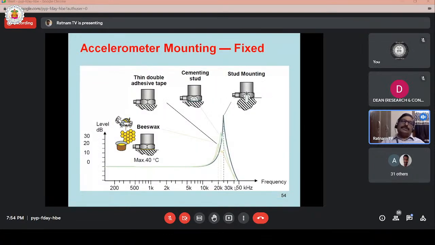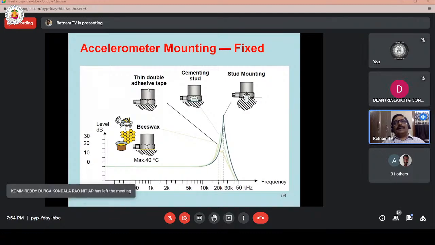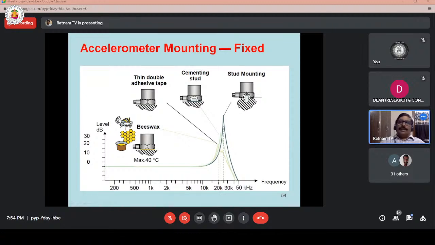For mounting accelerometers, different mounting methods are used. Typically, wax is used for temporary mounting. Thin double adhesive tape is used for mounting on machinery. Cemented studs, stud mounting, are used. Even magnetic mounts are also used on magnetic surfaces. The response of each mounting method has its own frequency response, so it differs. Among them, stud mounting is rigidly fixed onto the machine, so more frequency range will be covered in stud mounting.